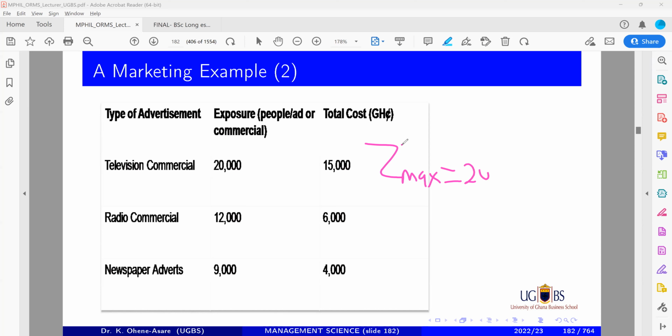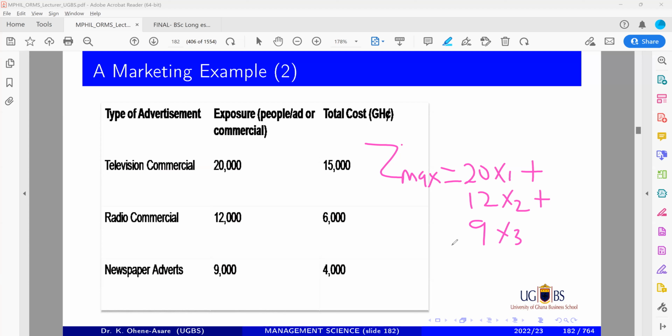20,000 X1. I'm removing the 1,000, but you move on. Plus 12,000 X2. Plus 9,000 X3. Very good. That is it. Guys, please, when you're writing this anywhere, add the thousands. I'm a little bit lazy, that's why I'm not adding the 1,000. So please, you add 1,000. Okay, so this is your Z max.